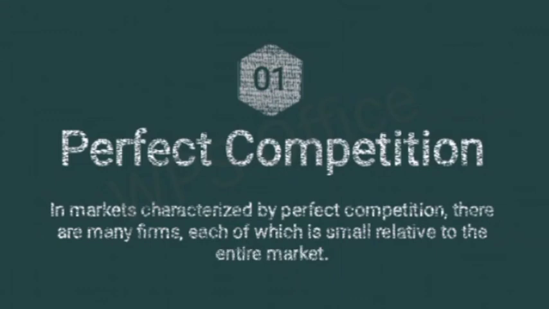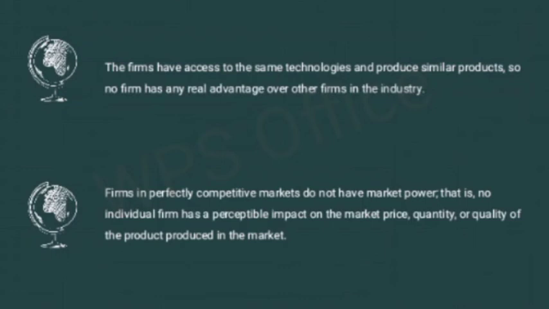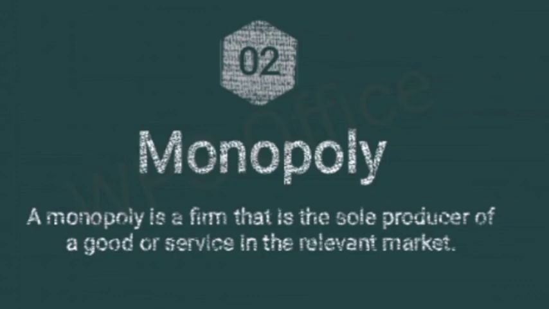In markets characterized by perfect competition, there are many firms, each of which is small relative to the entire market. The firms have access to the same technologies and produce similar products, so no firm has any real advantage over other firms in the industry. Firms in perfectly competitive markets do not have market power. That is, no individual firm has a perceptible impact on the market price, quantity, or quality of the production produced in the market. Firms in this market are price takers, meaning that they have to take the price set by the market.